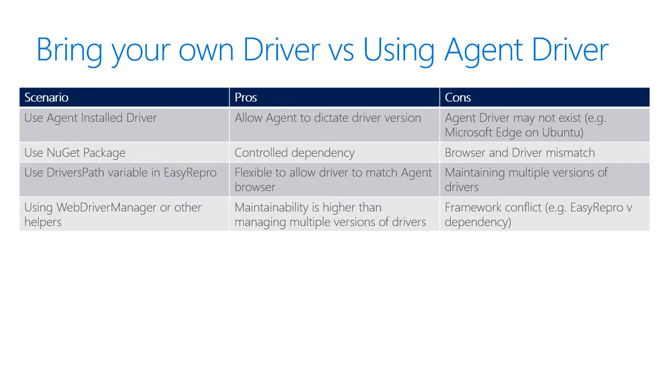Using the driver path variable in EasyRepro, it's flexible, right? It allows us to provide a driver by pointing to a particular directory, be it one that's part of our repo or one that may be part of the agent itself. The con of that is that we potentially have to maintain multiple versions of drivers depending on what is installed on the agent. And finally, using WebDriver Manager or other helpers, the pro of that is maintainability is much higher than having to manage multiple versions of different browser drivers.